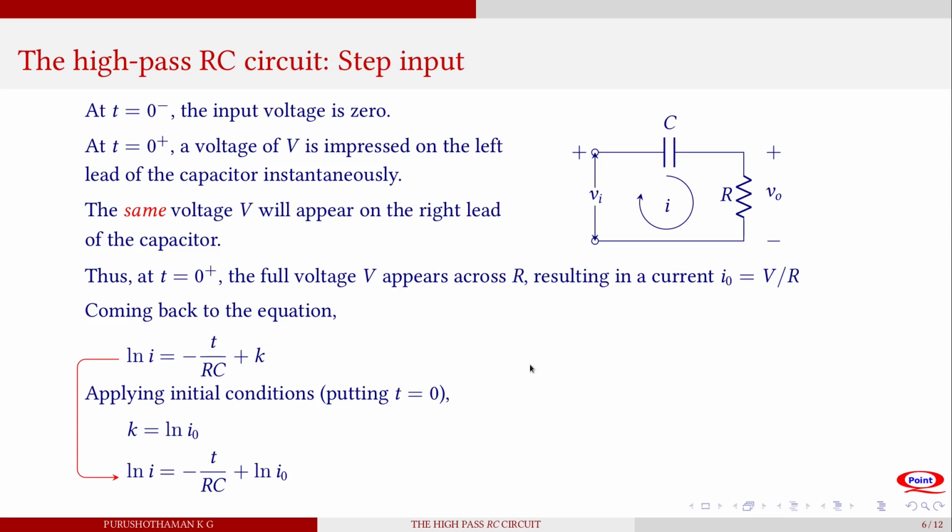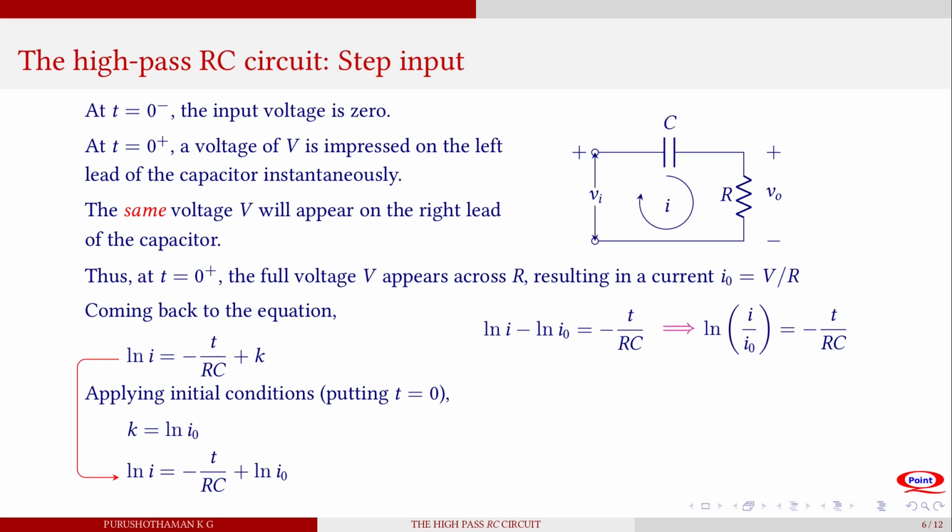What remains is only algebraic manipulation, bringing log I0 to the left hand side. Log i minus log I0 is equal to minus t/RC, and log A minus log B is log A/B. So by that principle, we have log i/I0 equal to minus t/RC.